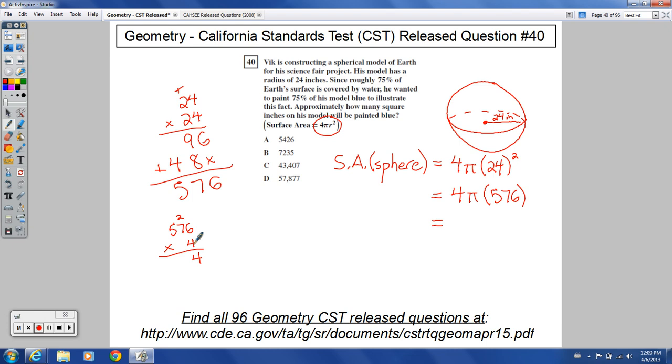As far as I can recall, calculators are not allowed on the CSTs, so that's why I'm doing all this without a calculator, unless you have special permission to use one based on something like an IEP. You can't use calculators. So this would be 2304. We'd have that much pi, and now we need to multiply that 2304 times approximately 3.14.